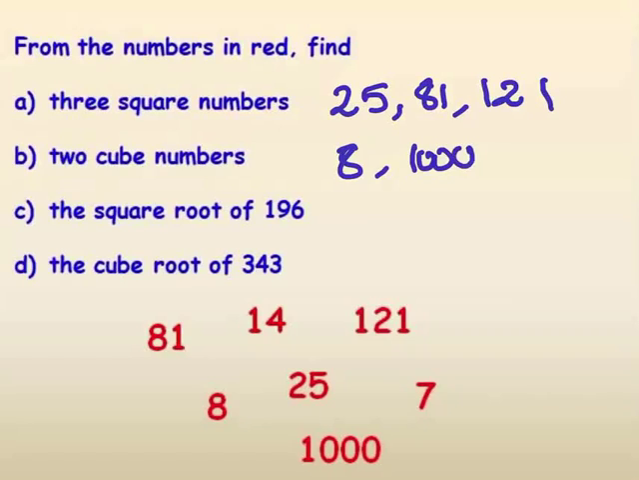The square root of 196 is 14, because 14 times 14 is 196. The cube root of 343 is 7, because 7 times 7 times 7 is 343.